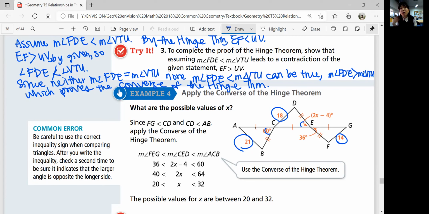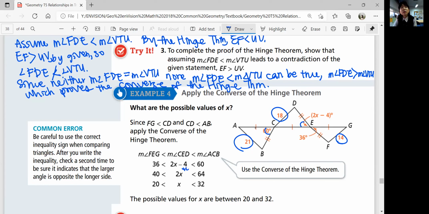We don't have to figure out the exact number, but we can say, oh, x must be between these two values, okay? So write the inequality like we did last lesson and say, oh, 2x minus 4 must be greater than 36, and must be less than 60. And then solve both inequalities at the same time.